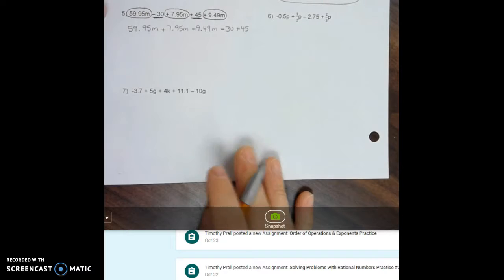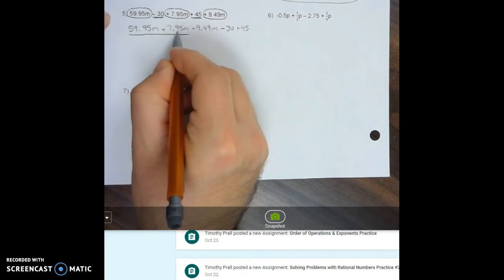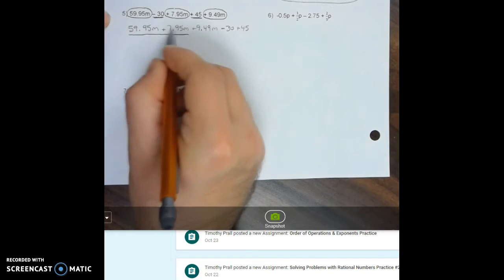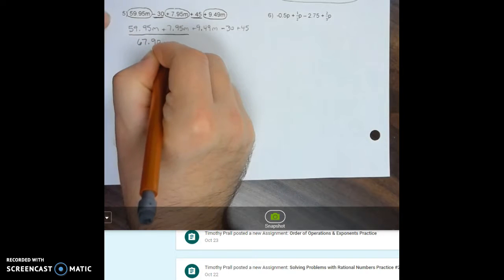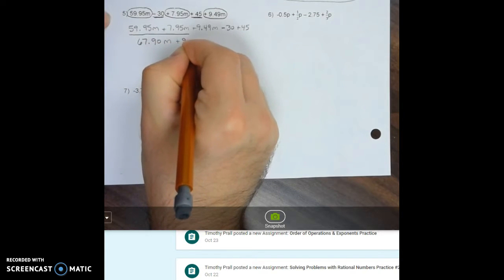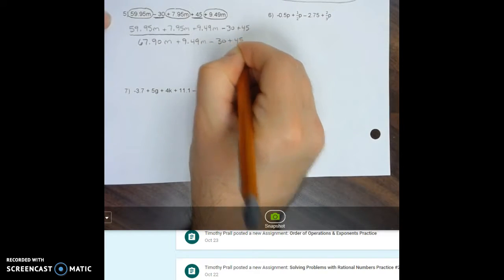Okay, now I'm going to go ahead and combine my similar terms. 59 and 95/100ths m plus 7 and 95/100ths m. They're the same sign, so I'll add. And that's going to give me 67 and 90/100ths m. Bring down plus 9 and 49/100ths m minus 30 plus 45.